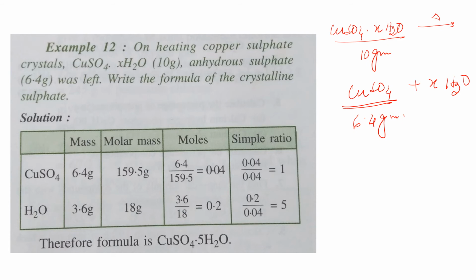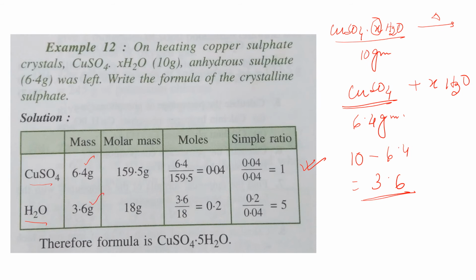Now you have to write the formula of the crystalline sulfate. That means you have to find out the value of x, that means the number of water molecules present here. Make the table as usual. So it is anhydrous copper sulfate and the water molecule. The mass of the copper sulfate is 6.4 gram and the mass of H2O? How to find out? Because I am having hydrated copper sulfate, that is 10 gram, and anhydrous copper sulfate is 6.4 gram. So if I subtract these two, I get the value of water, that is 3.6 gram. That is the mass of the water.